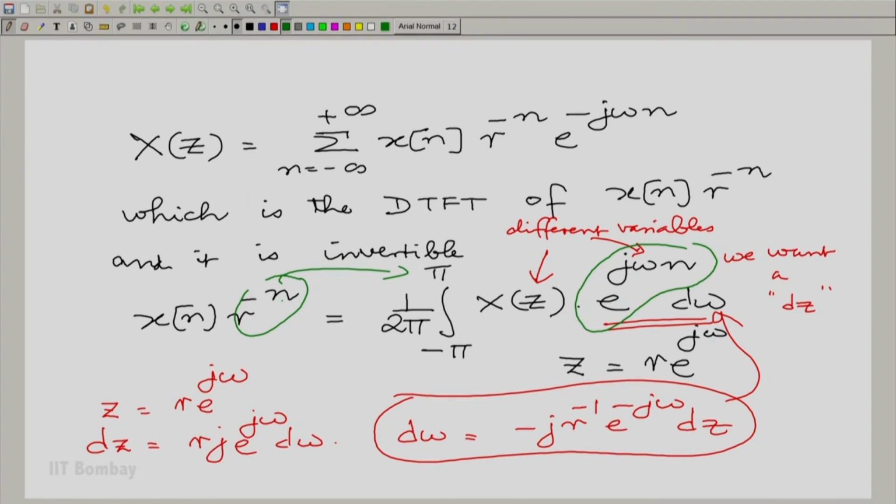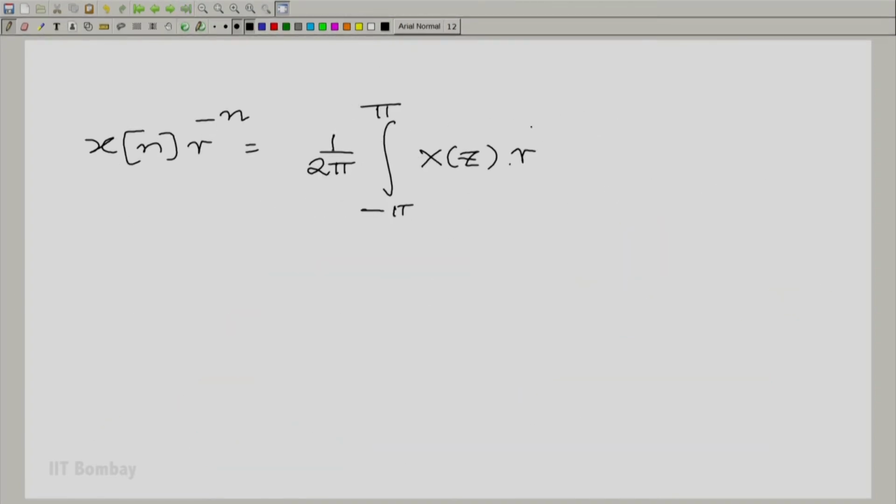So, for the moment, we will think of e raised to the power j omega n as being combined with an r to the power minus n and an r to the power of n. So, we will multiply and divide by r to the power n, r to the power minus n times e raised to the power j omega n, and we know what d omega is. d omega is minus j times r inverse e raised to the power minus j omega and then dz. And now it is all very clear.